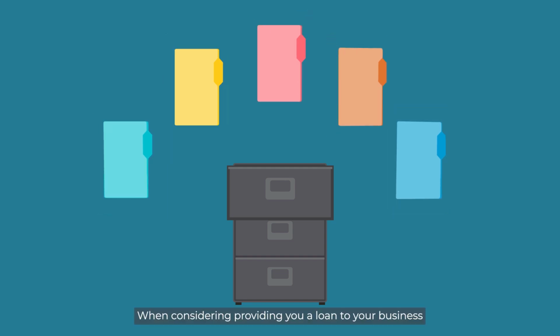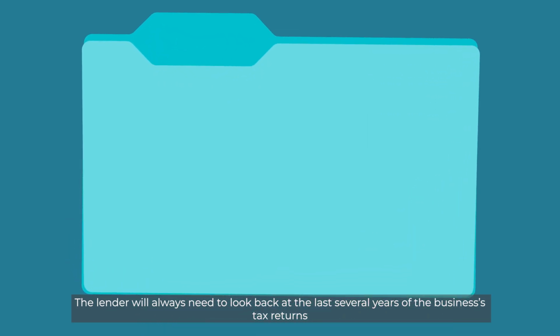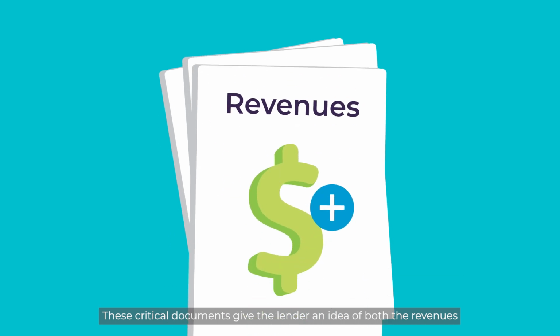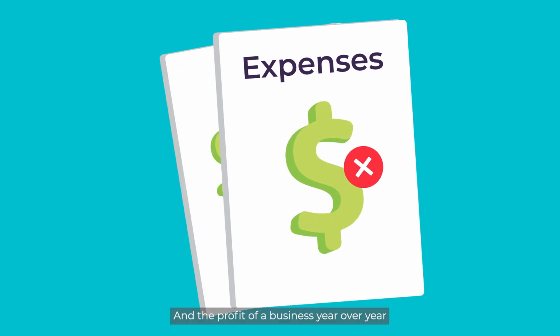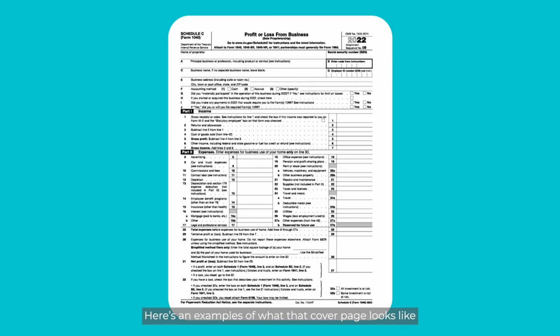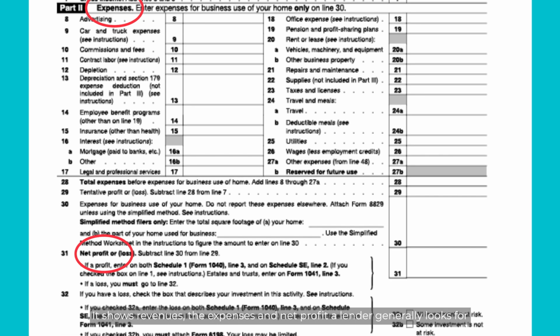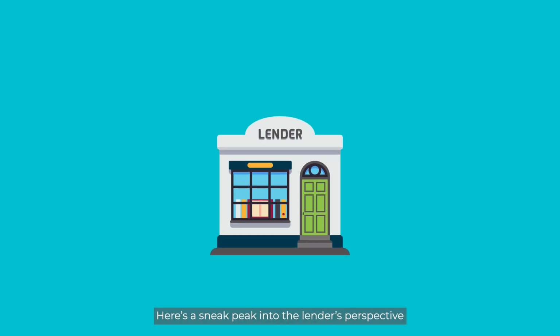When considering providing you a loan to your business, the lender will always need to look back at the last several years of the business's tax returns. These critical documents give the lender an idea of both the revenues, the expenses, and the profit of a business year over year. Here's an example of what that cover page looks like. It shows the revenues, expenses, and net profit a lender generally looks for.